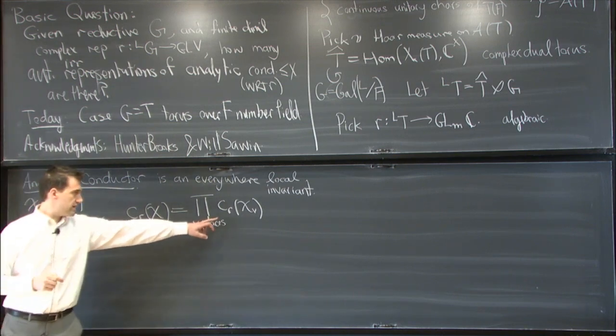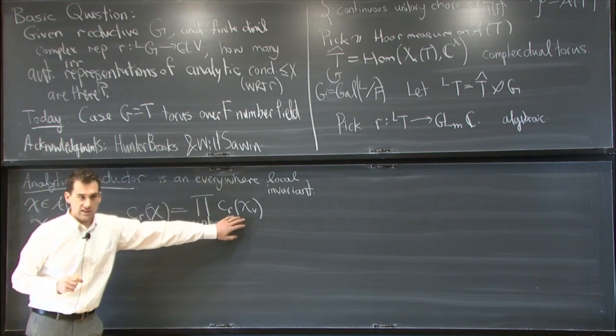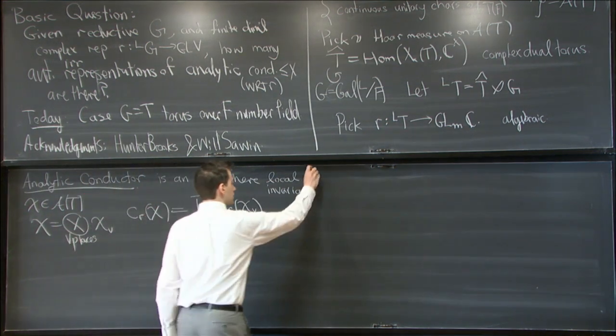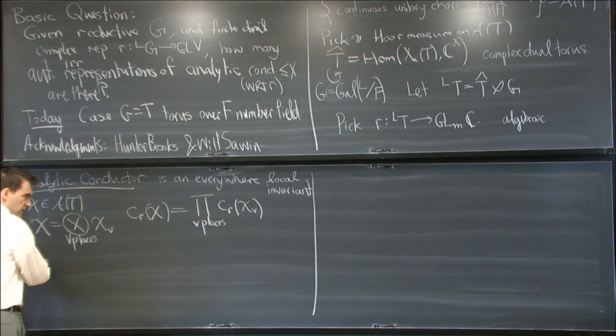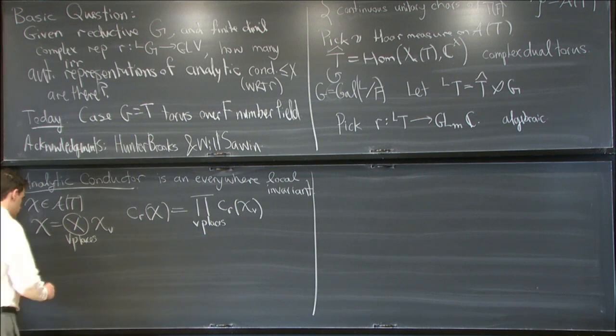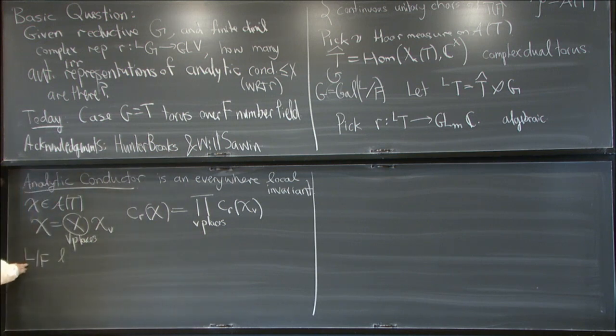OK, so these are one for all but finitely many places. And I'm going to tell you what each of these local analytic conductors are. So now for the next few minutes until further notice, L over F is going to be an extension of local fields, where L is the splitting field locally for the torus.